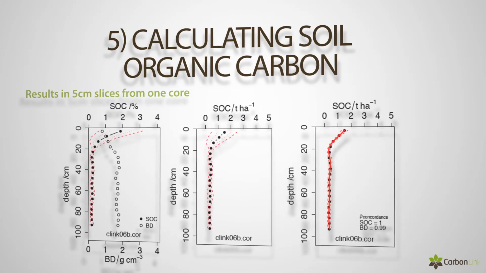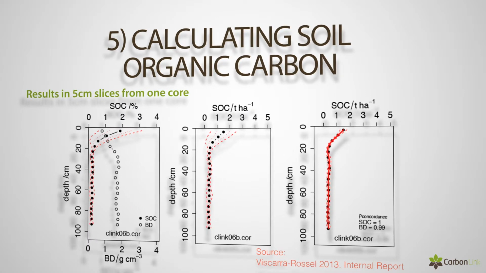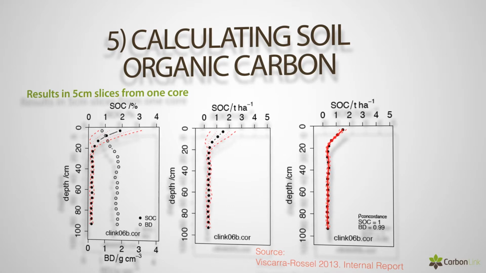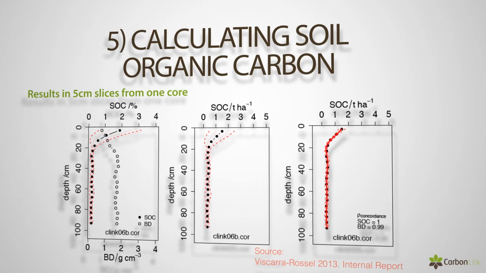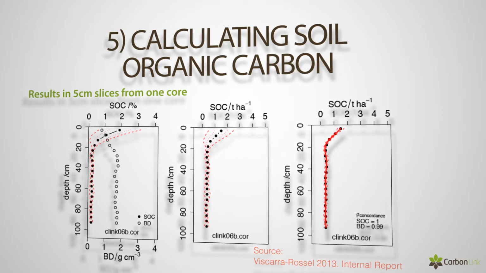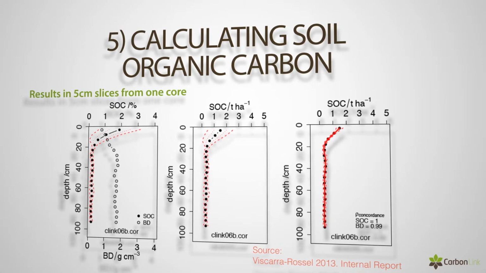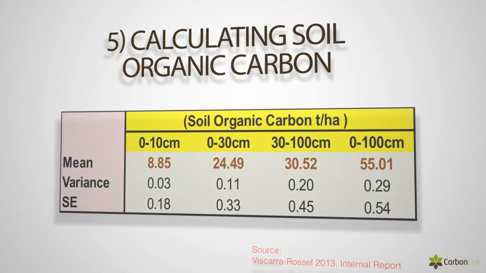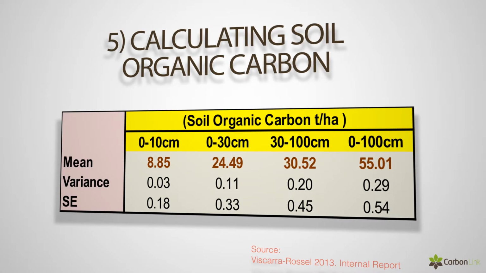And this is what that looks like for one particular core that we took on that experimental area. And you'll see this is recorded in every 5 centimetres of the soil profile. So we've got bulk density and carbon percent measured, and those come together to form tonnes of carbon per hectare. We're then able to work out where the carbon is and how much carbon is across that site.